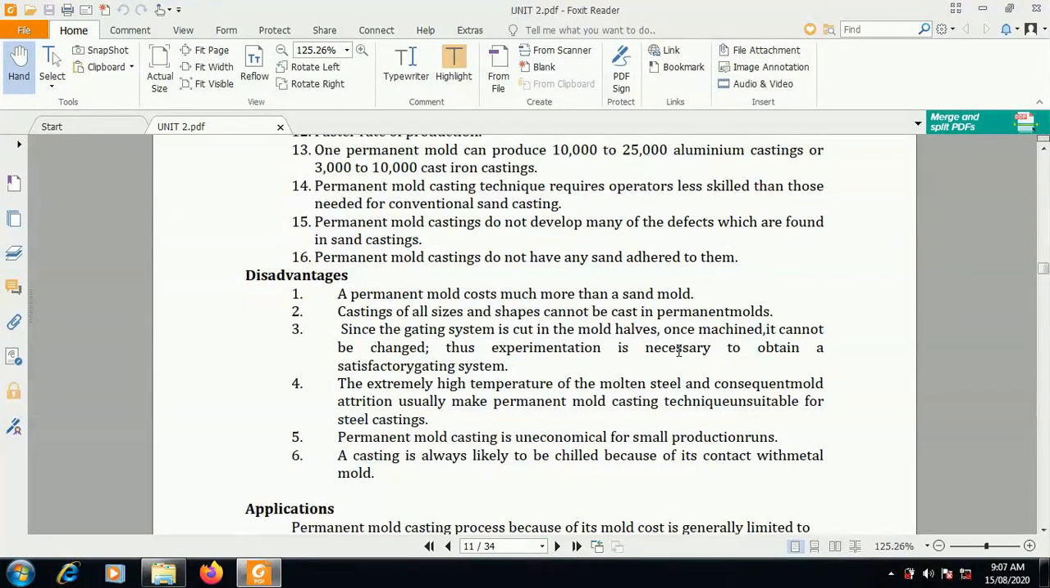Extremely high temperature of molten steel and consequent mold attrition usually make the permanent mold casting technique unsuitable for steel casting. In the last point also we have discussed, this process is not applicable for steel castings, because the pouring temperature of steel is higher. That's why the mold may get damaged while using steel. It is also uneconomical for small production.